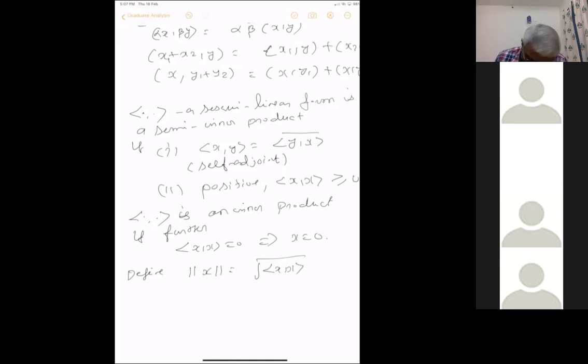Once we have proved it, then we will call something a Hilbert space. I should define it only after that, but I am defining it now itself. We will prove this is a norm. And H is an inner product space: any linear space with this is called an inner product space.